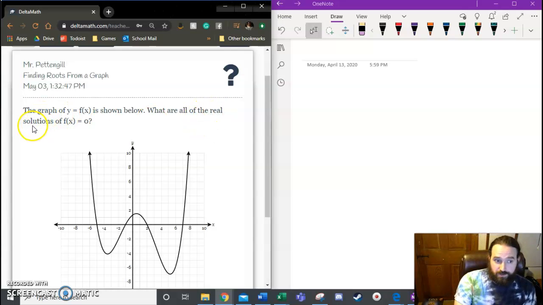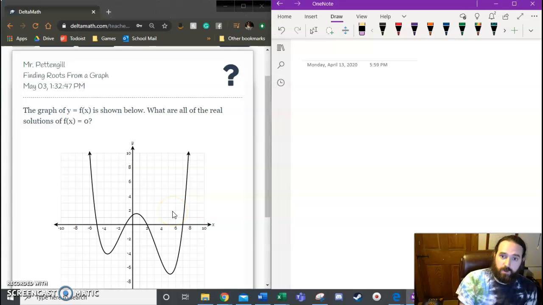So what are the real solutions of f of x equals 0? What that basically means is, what are the x-intercepts? When I'm looking at this, I want to know what my x-intercepts are. You guys hopefully remember from the last video that a y-intercept is when x equals 0. So an x-intercept is a very similar idea. An x-intercept is when y equals 0.